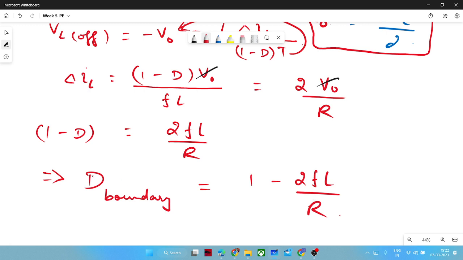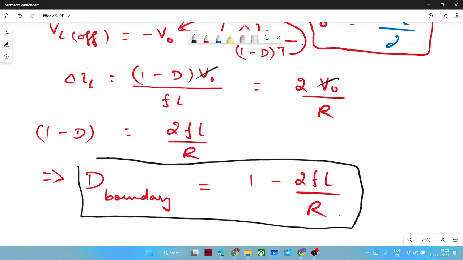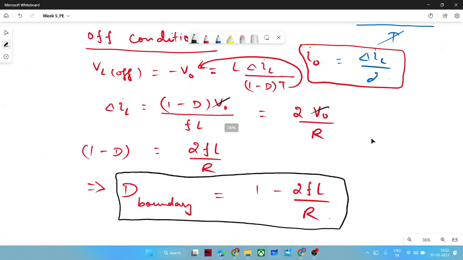So this is a derivation as well, and this is a question also. Is there any doubt in this problem?